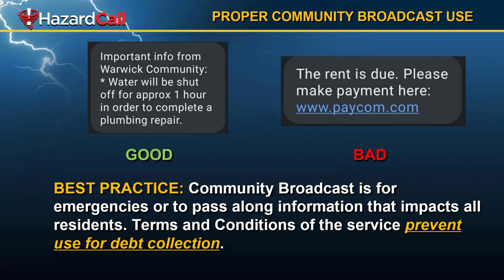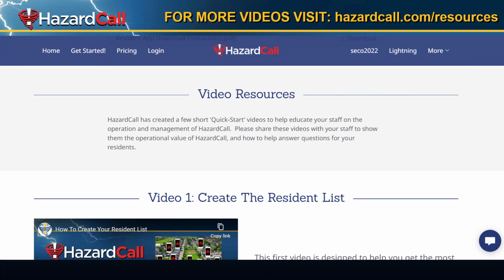Finally, I want to give you a reminder about the proper use of the community broadcast. We know that you won't violate this, but I'm contractually obligated to remind you that you can use it to let people know about things going on in the community. That's the example on the left. On the right, while you can remind people that the rent is due, you cannot include a payment link because that violates the terms and conditions of this service.